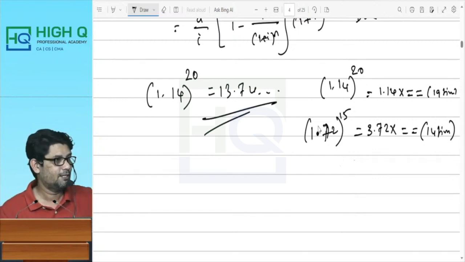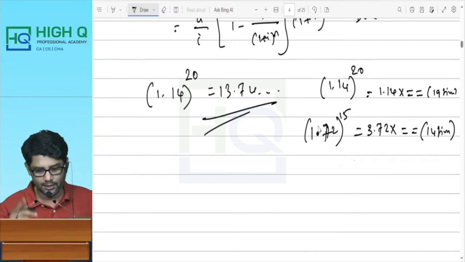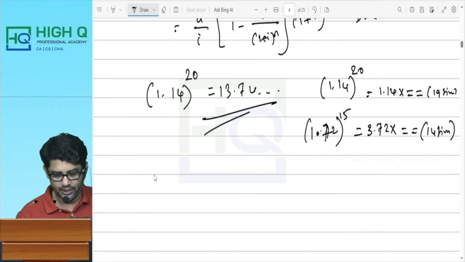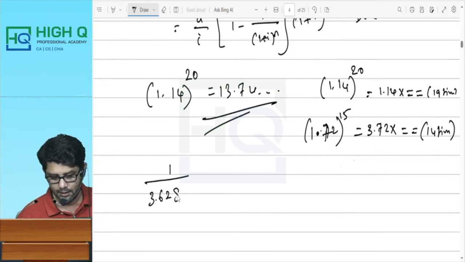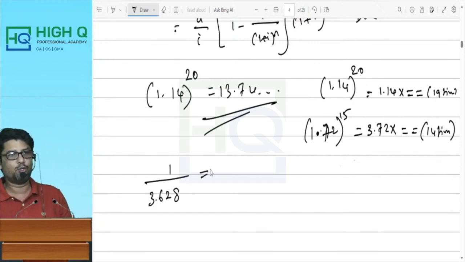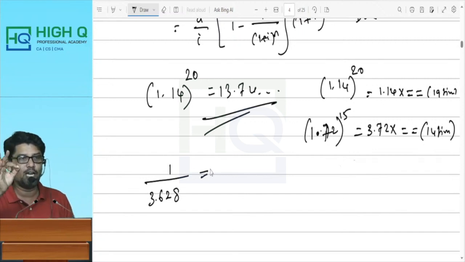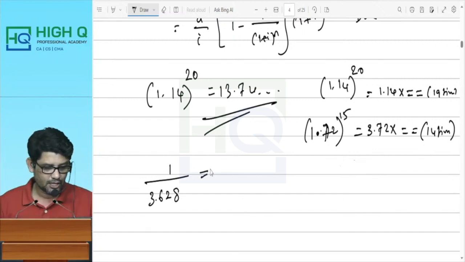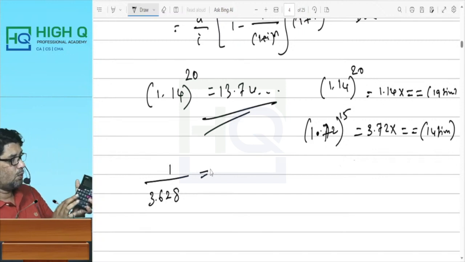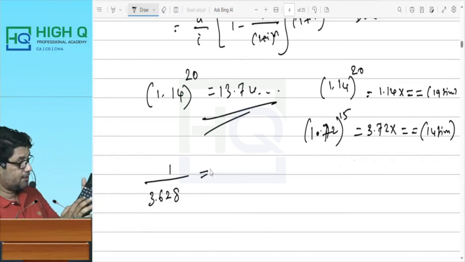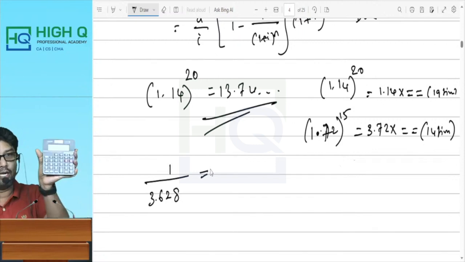This is a very important point now. Look at this. Generally, if they ask you to find 1 divided by 3.628 using a calculator, how will you find it? Sir, what we do is 1 divided by 3.628. This is what we do. Am I right, my dear?